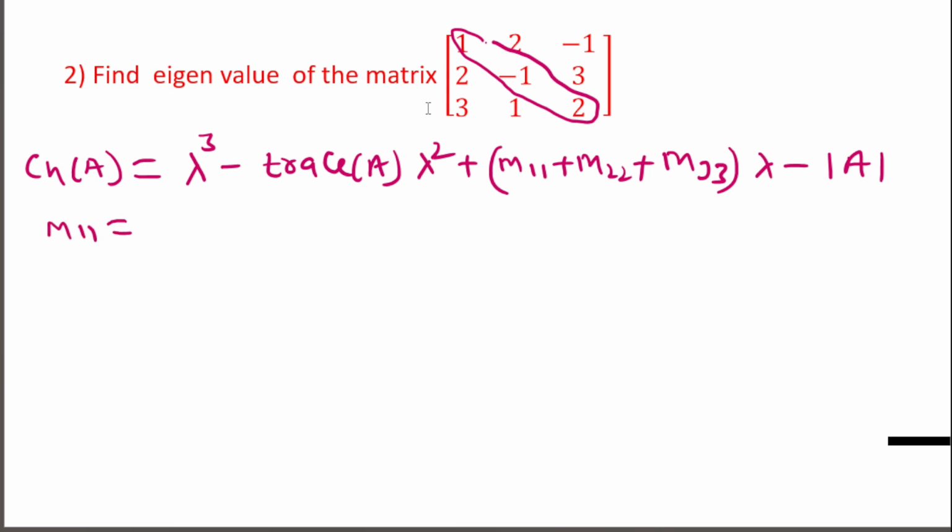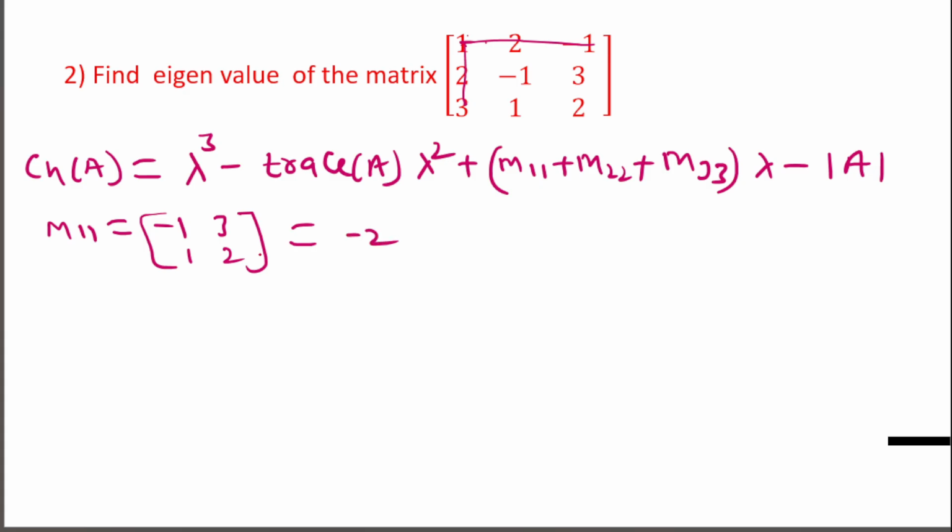M11 means first row and first column element. We have to delete the corresponding row and corresponding column. Then the remaining matrix can be written here: minus 1, 3, 1 and 2. Its value is equal to minus 1 into 2, that is minus 2, minus 3 into 1, that is minus 3, so that is minus 5.